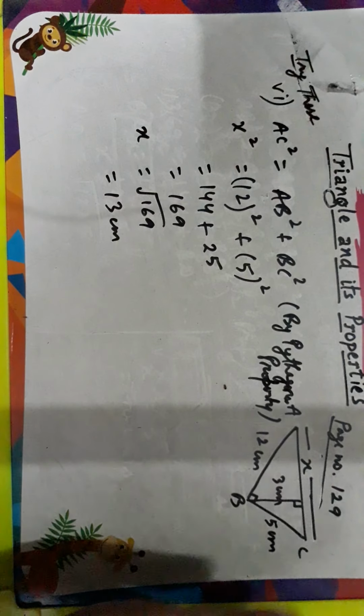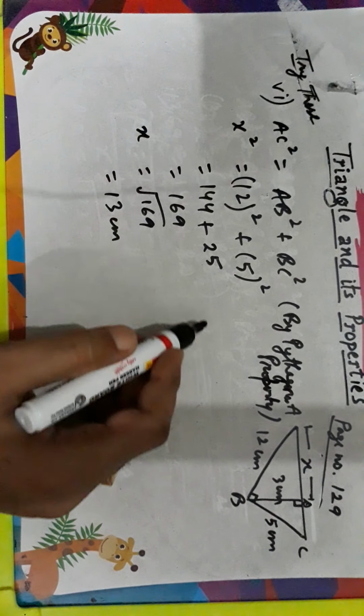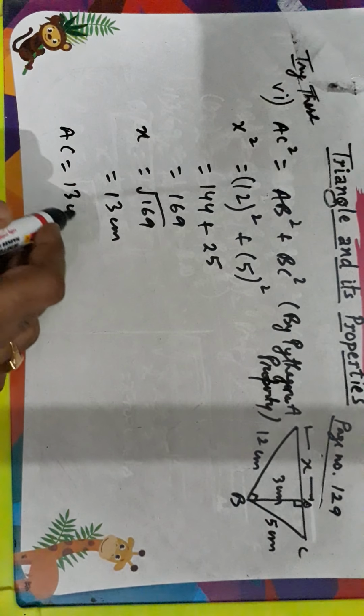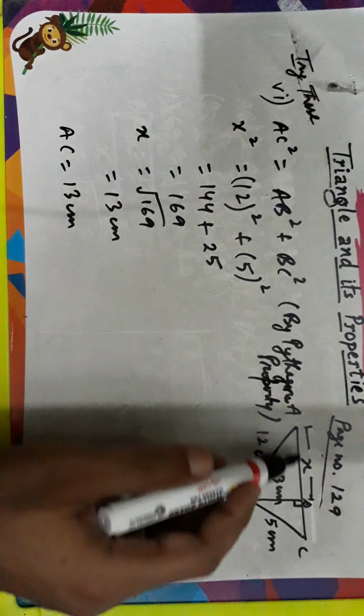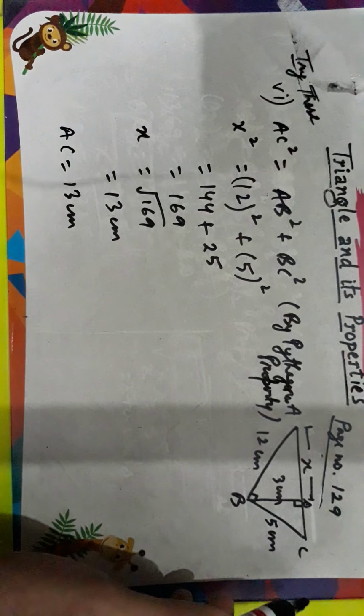But if x is only till here, how will you solve this? In that case, let us label this vertex as D. You have found that AC equals 13 centimeter, and you have to find the extent of AD. So let us find out what CD is.